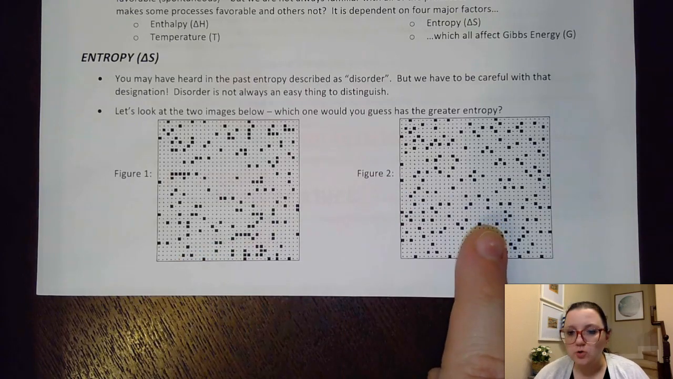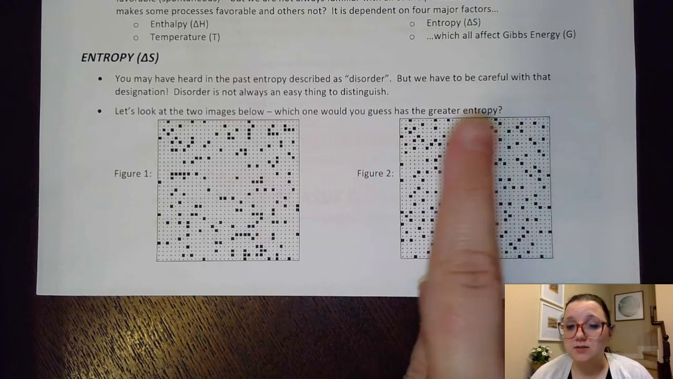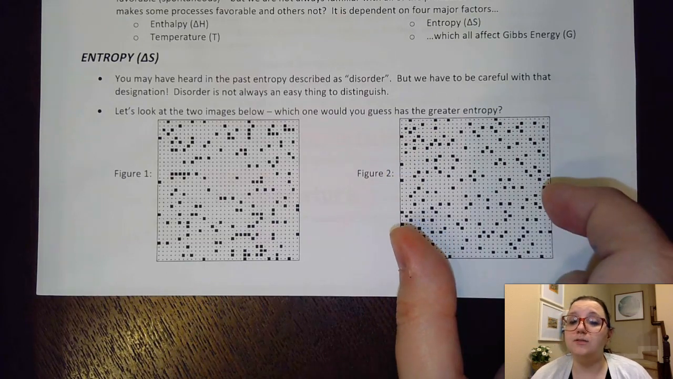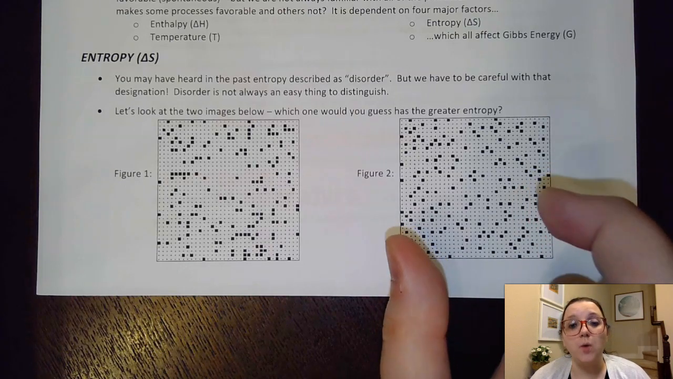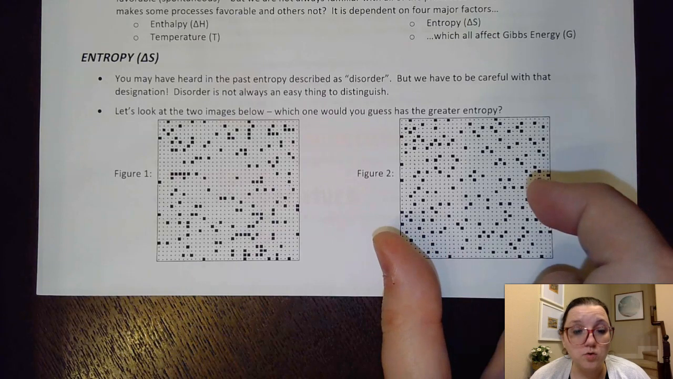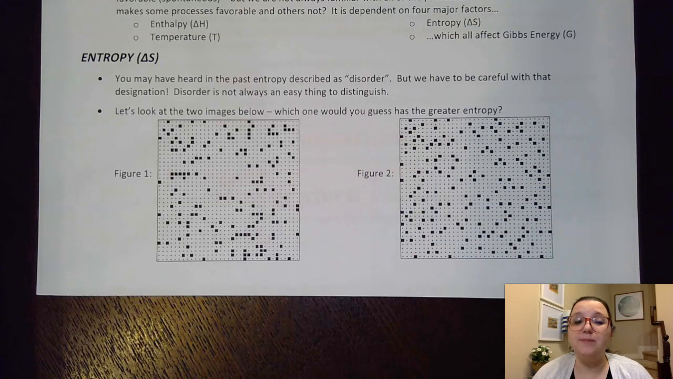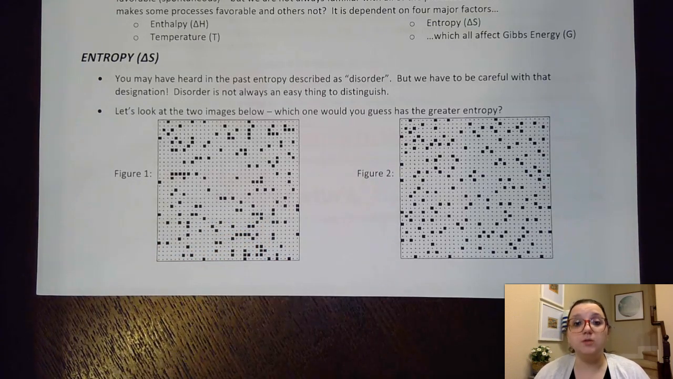However, on figure 2, once I put that rule in that no two sides can touch, now statistically I end up with fewer total possible arrangements. So more rules means fewer arrangements. Fewer possible arrangements actually means less entropy. The more rules I have, the less entropy I have. So, which one has the greater entropy? It's figure 1. Figure 1 had fewer rules and more possible arrangements of those little black squares.